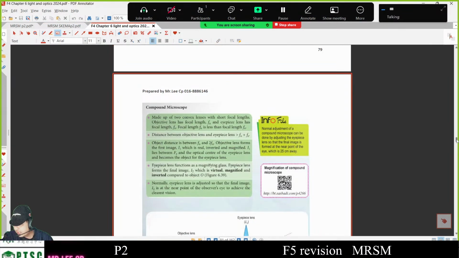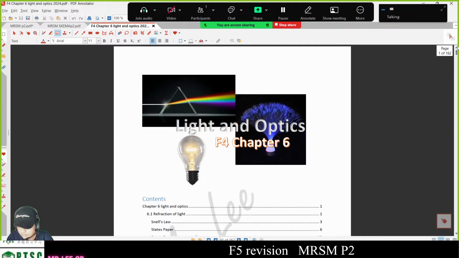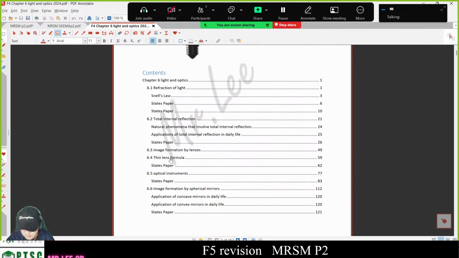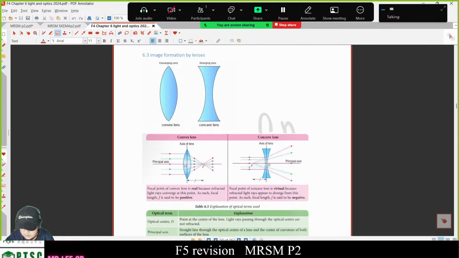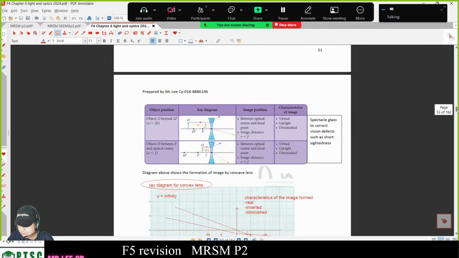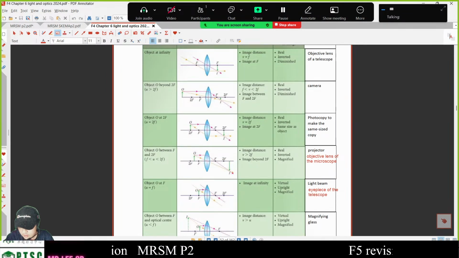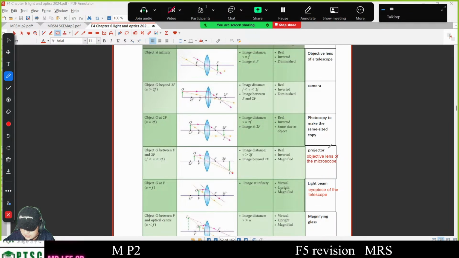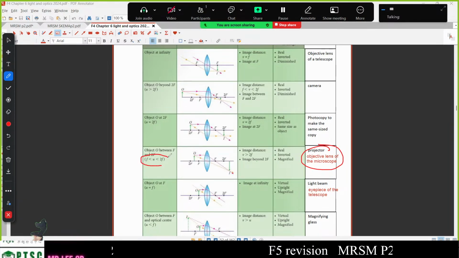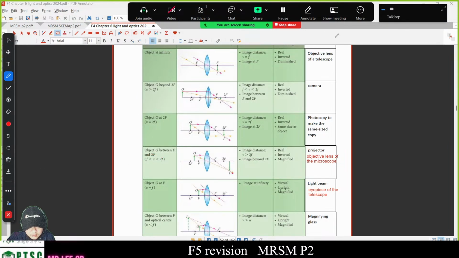Now here in my notes, you see the thin lens formula, the image. Last time in class, I drew it for you already. The objective lens of the microscope is here. So U is in between F and 2F. Right? I gave it to you, so you can go and see in my notes.